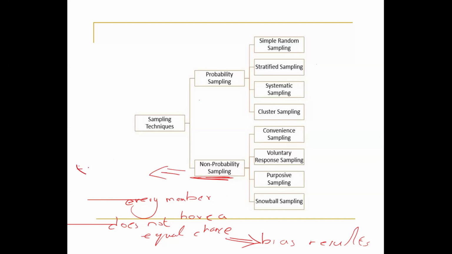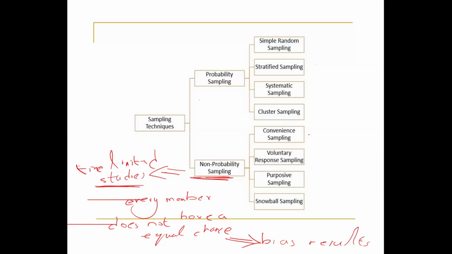time-limited studies. So we don't have the time to collect a sample. So there we use non-probability sampling methods like convenience sampling, purposive sampling, voluntary response sampling, like that.